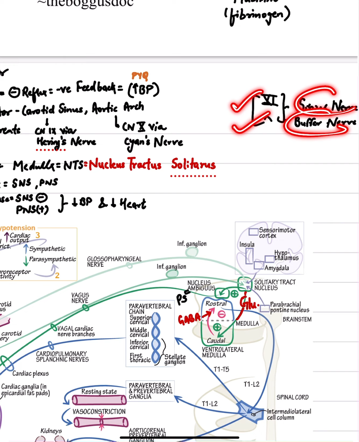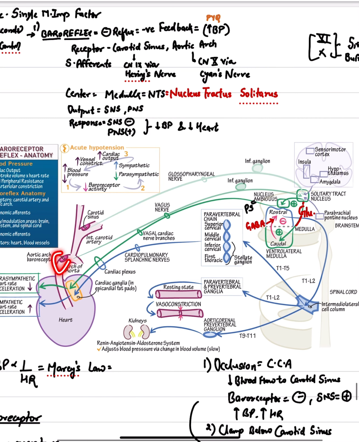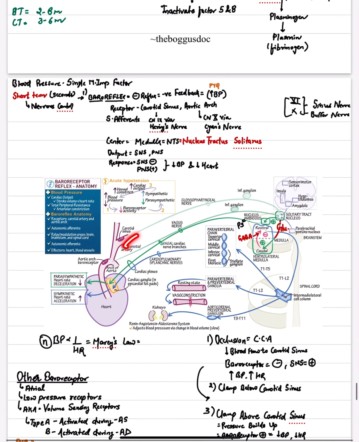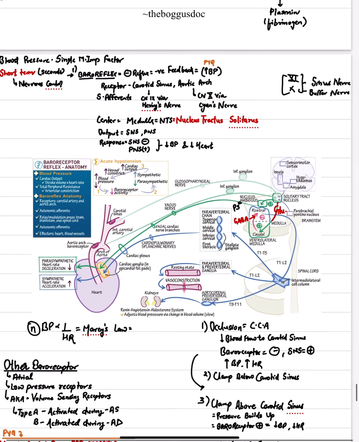The ninth and tenth nerves are also known as the sinus nerve and buffer nerve, because they arise from the carotid sinus and aortic arch. The ninth nerve is the sinus nerve and the tenth is the buffer nerve, because they buffer and control blood pressure. From the carotid sinus we have the glossopharyngeal nerve, and from the aortic arch the vagus nerve, going to the nucleus tractus solitarius present in the medulla, stimulating its caudal part.